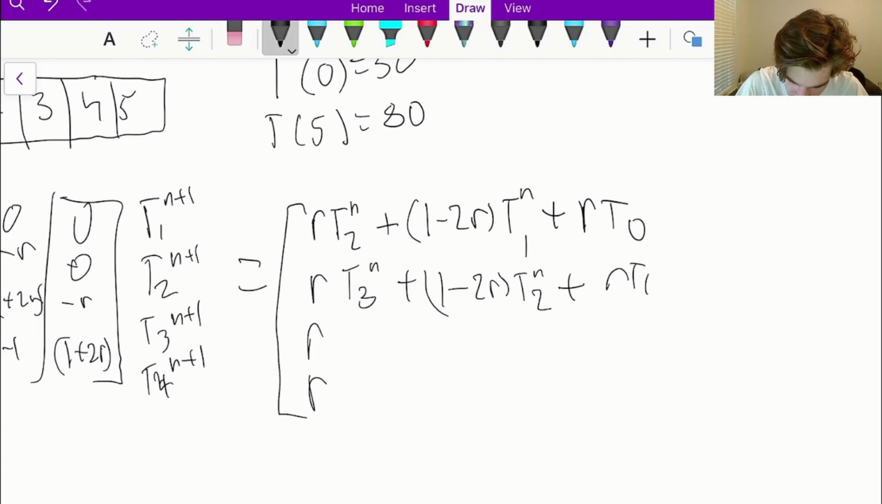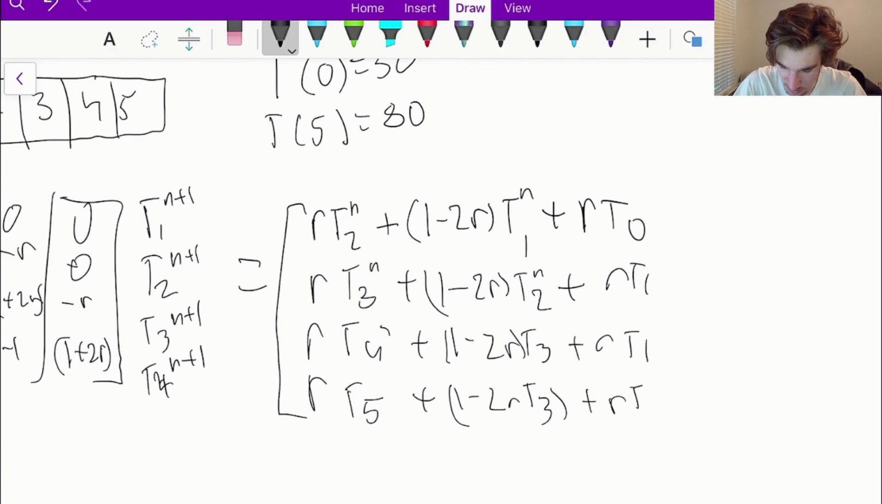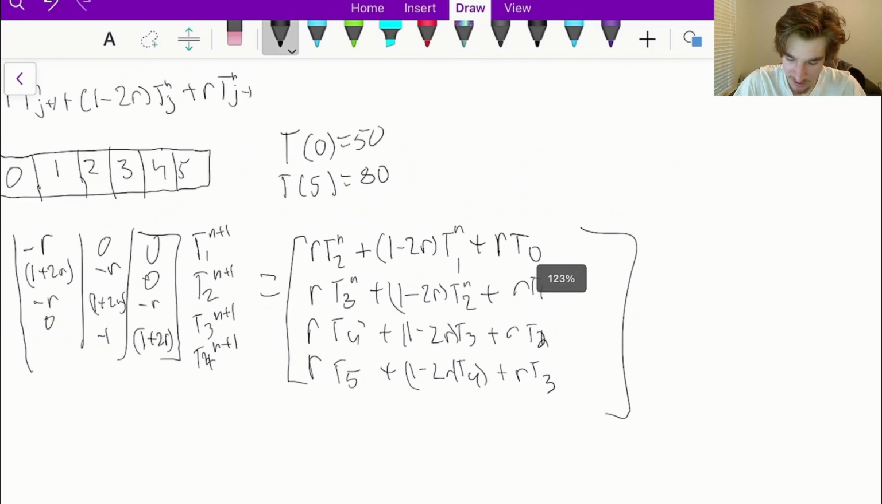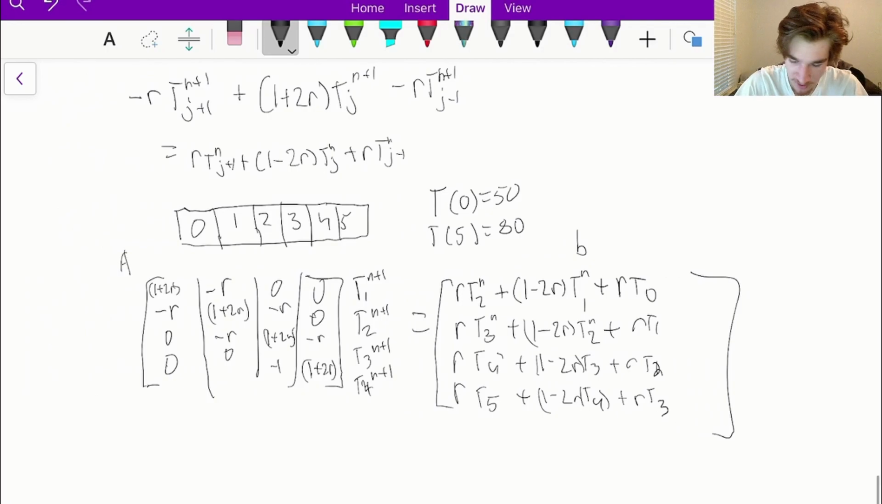So, and then we get t4n plus 1 minus 2rt3 plus rt1 t5 plus 1 minus 2rt. And then this, obviously, this is going to be 1, this is going to be 2, and then this is going to be 3, because I messed up. This is supposed to be the temperature at 4. Alright, so we have that right there, which is going to be we're going to call this the B matrix, and then this is going to be the A matrix.